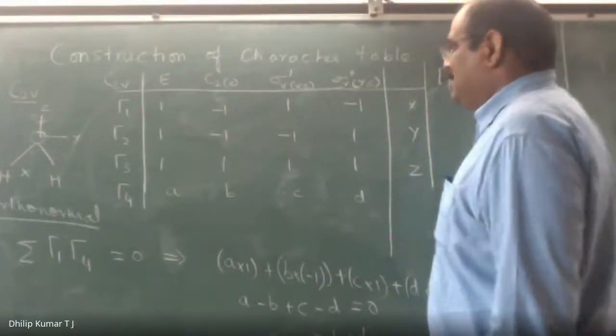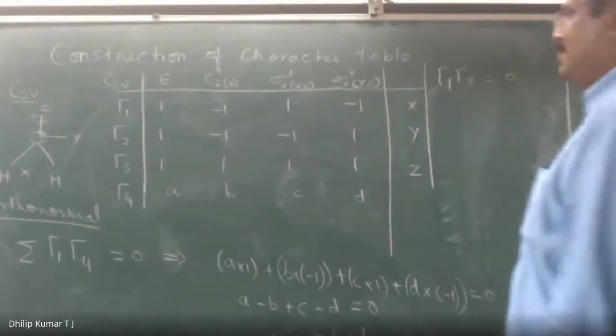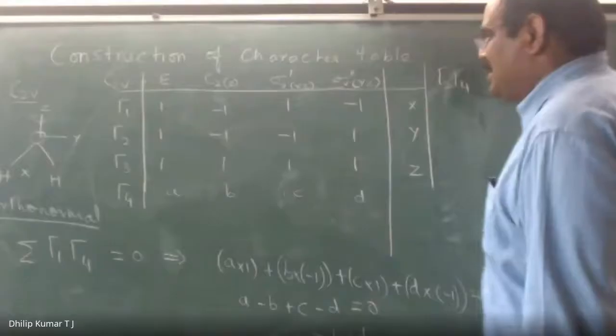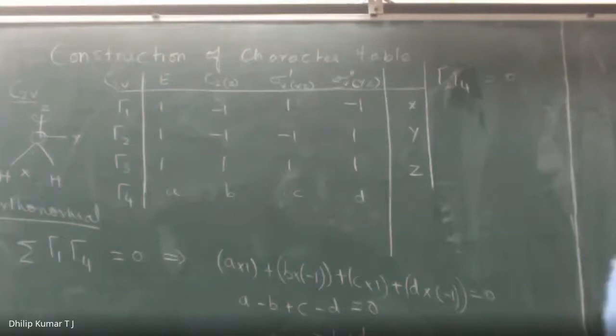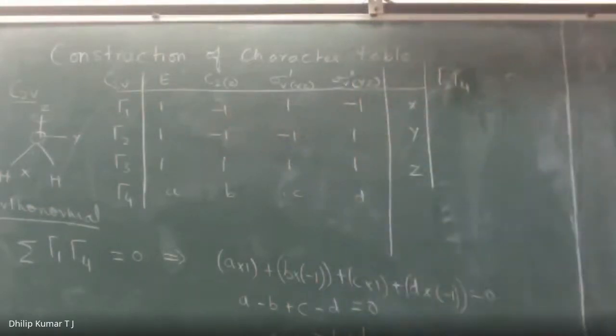So 3, 1 and 2. No, 1 and 2, 1 and 4. You have done 1 and 4. So I think we have to multiply gamma 4 to all three remaining. Let me check 2 and 4. 1 and 2 will be 0. Yeah, if you take the product, 1 and 2 will be 0. So it doesn't matter. We want to see this relation.